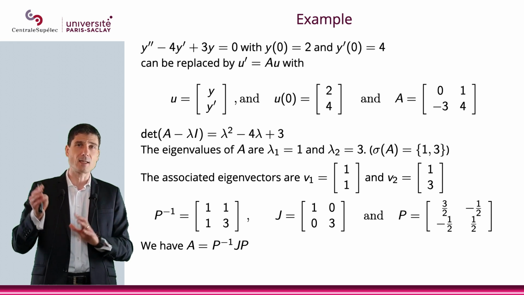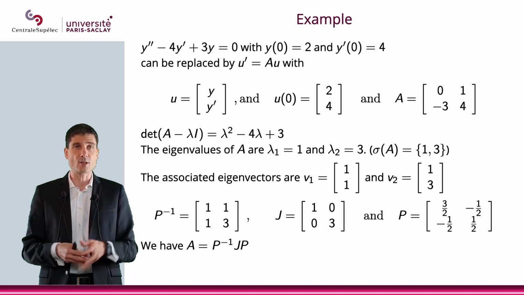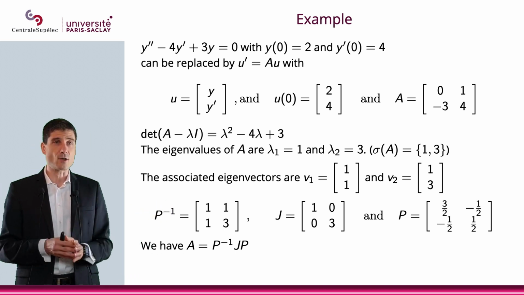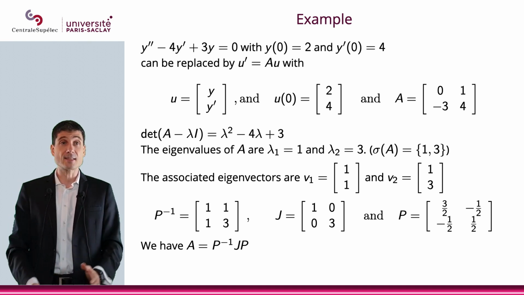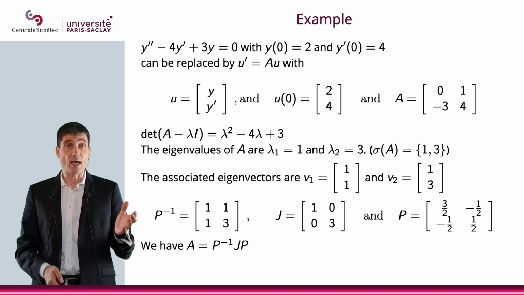If you have any questions, or it's not clear, well, I think that's very simple linear algebra, but in case of a problem, just stop the video for a few minutes, make sure you understand all of this, and then come back. Now, what we have is that A is equal to the inverse of P times J times P.